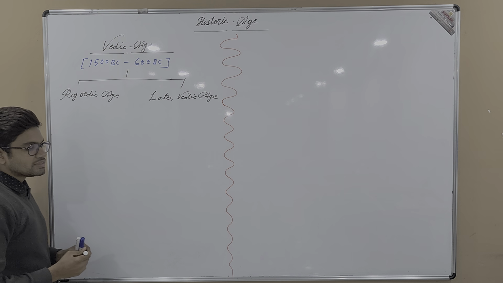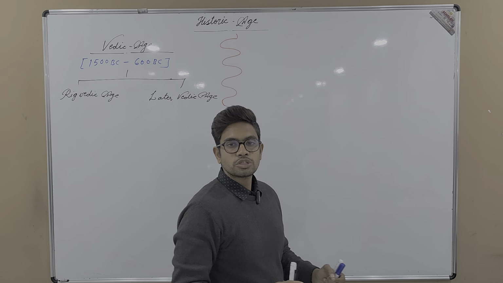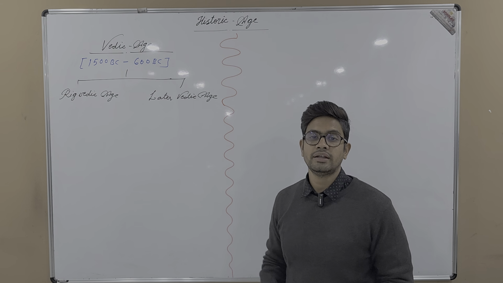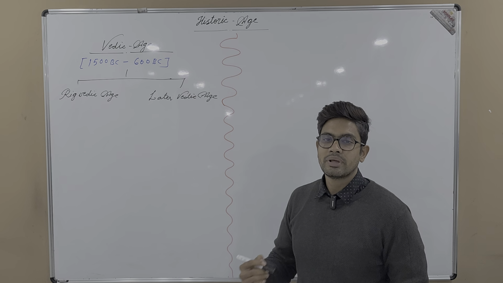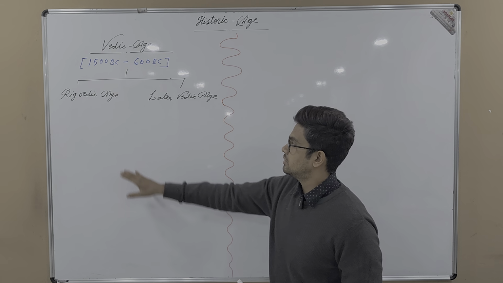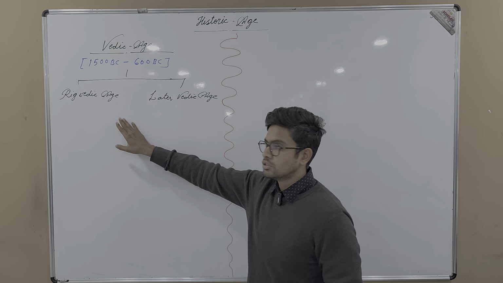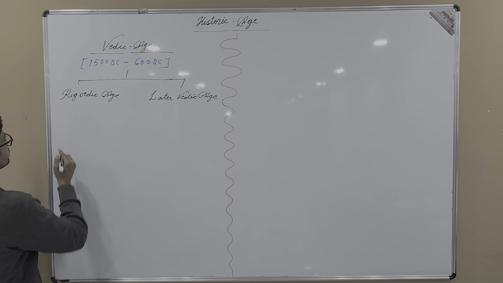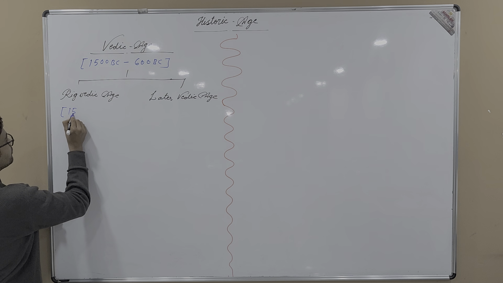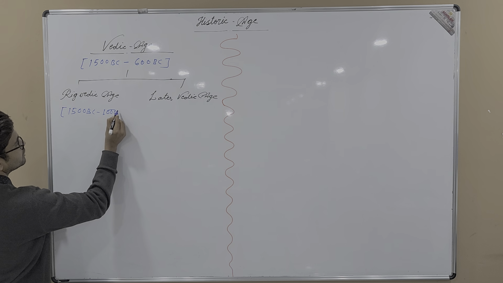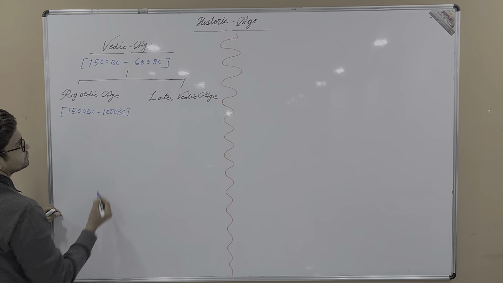Now, what is the Rig Vedic age? The Rig Vedic age is that part of the Vedic age when the society was run by the beliefs, rules and conventions mentioned in Rig Veda. So it spans from 1500 BC to 1000 BC.